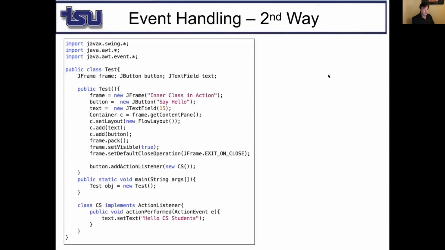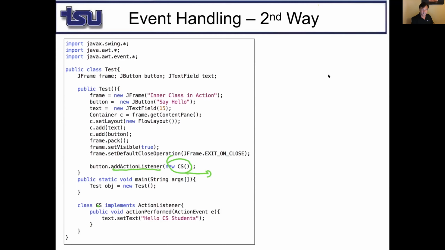I say public void action performed, and so on. So now can you tell me that a CS object is an action listener object? A subclass object is a superclass object. When I add action listener to the button, I create a new CS. Well, add action listener was looking for an action listener object. Since CS is a subclass of action listener, a CS object is an action listener object.